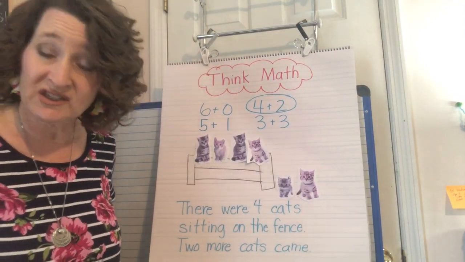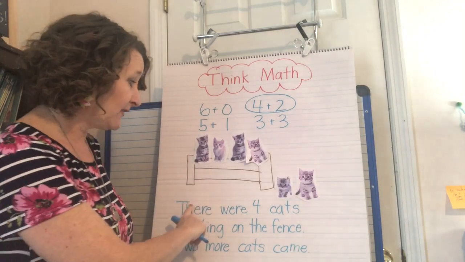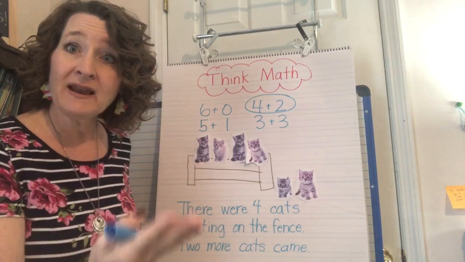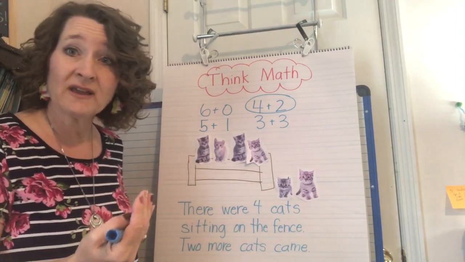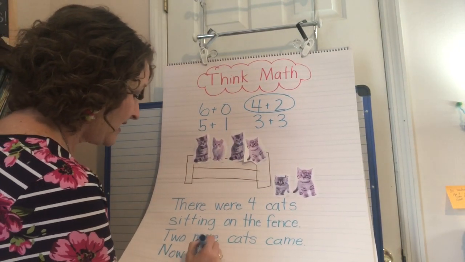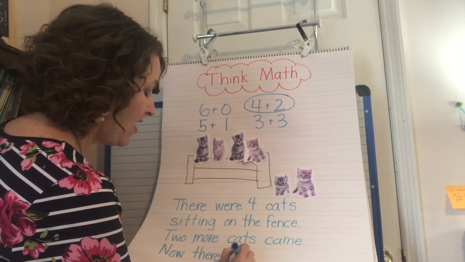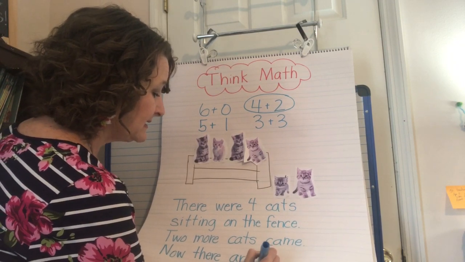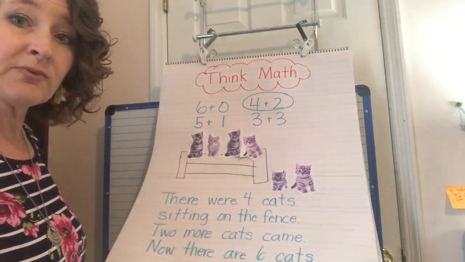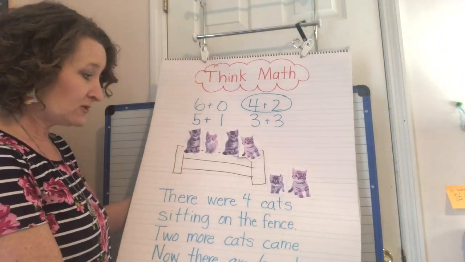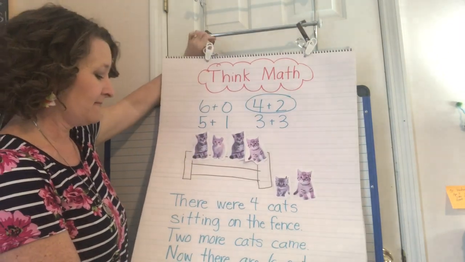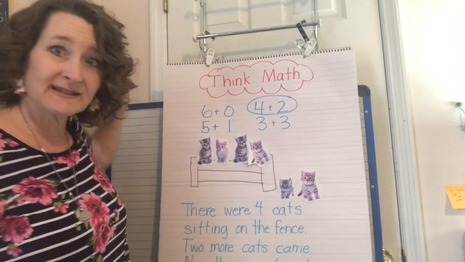Well, now I've got to finish this story. This story is going to take 3 sentences. The first sentence tells me the first part. The second sentence tells me the second part, how many came. And now I've got to have a sentence that tells the whole thing. So I'm going to say, now there are 6 cats. So I've written 3 different sentences for my story. There were 4 cats sitting on the fence. 2 more cats came. Now there are 6 cats.